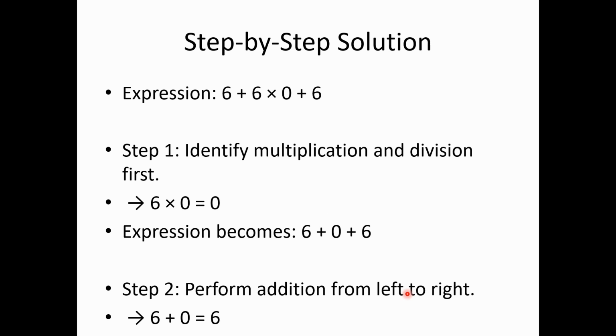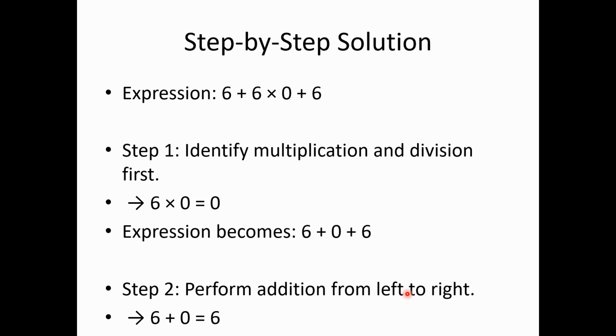So when you have the expression 6 plus 6 times 0 plus 6, step one is, we identify the multiplication and division first. Well, we don't have any division. And now some people will say, well, wait a minute, there's no parentheses, so you just solve left to right, which is false. If you don't have a step, you skip and go to the next step.